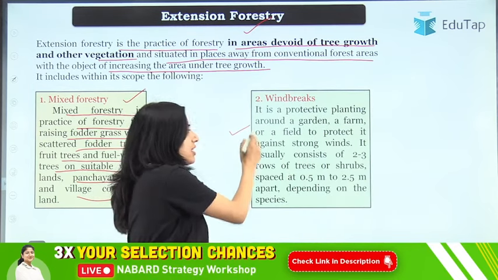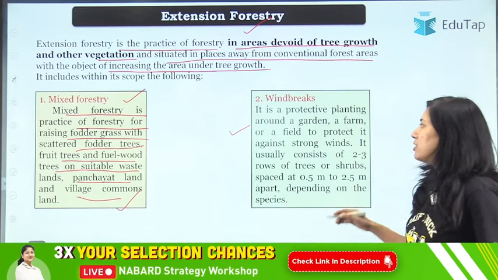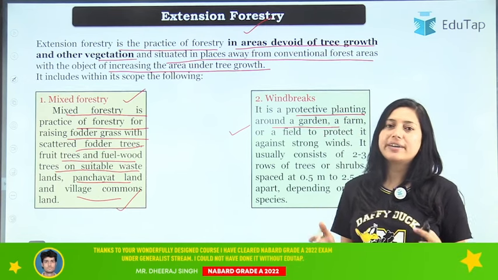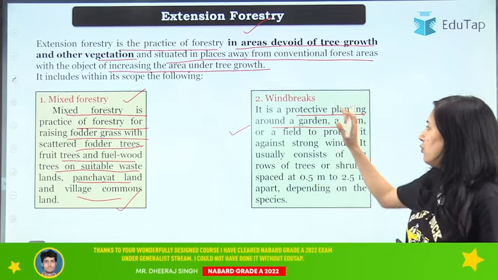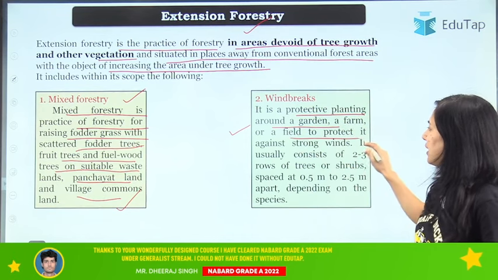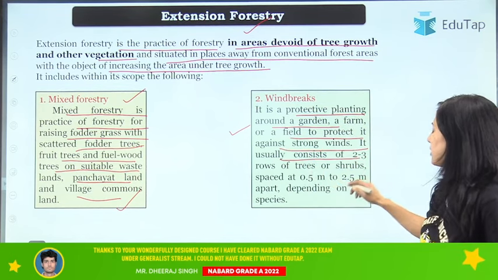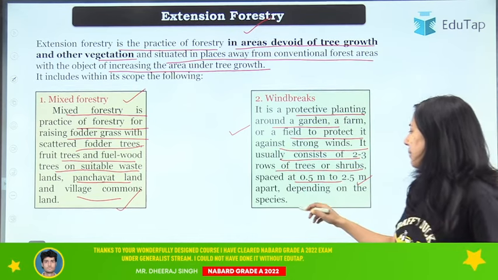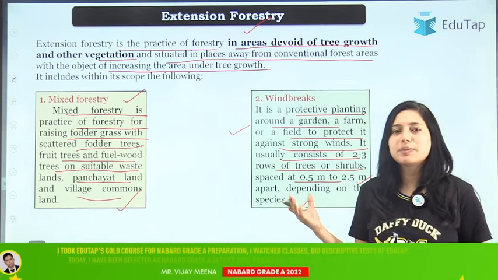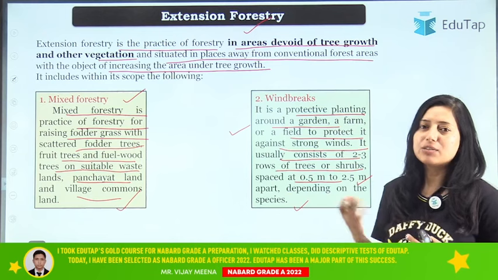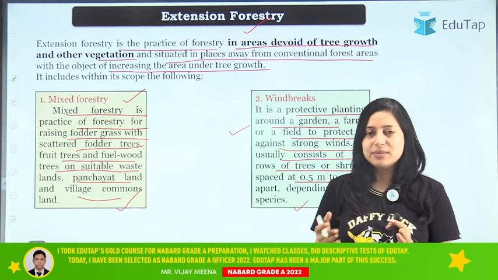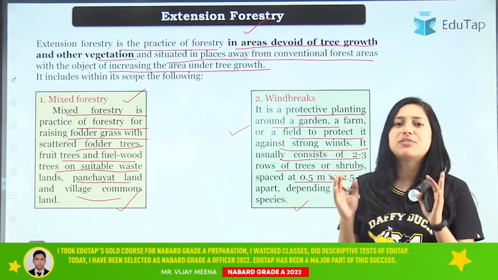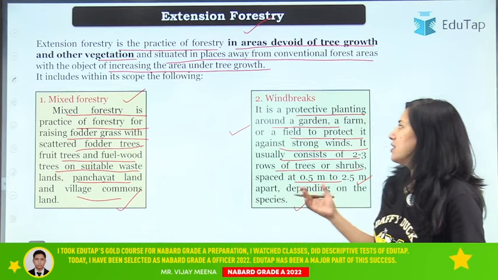Then we have the next, windbreaks. Another important thing here is the windbreak. Basically a windbreak is a protective planting around the garden. Whenever we want to protect our garden or our farm, we go for building these windbreaks. It is meant to protect against strong wind, and it usually consists of 2 to 3 rows of trees or shrubs spaced 0.5 meter to 2.5 meter apart depending on the species. These rows of trees are grown around the farm, around the garden, to protect it from high wind velocity. So that is your windbreak.